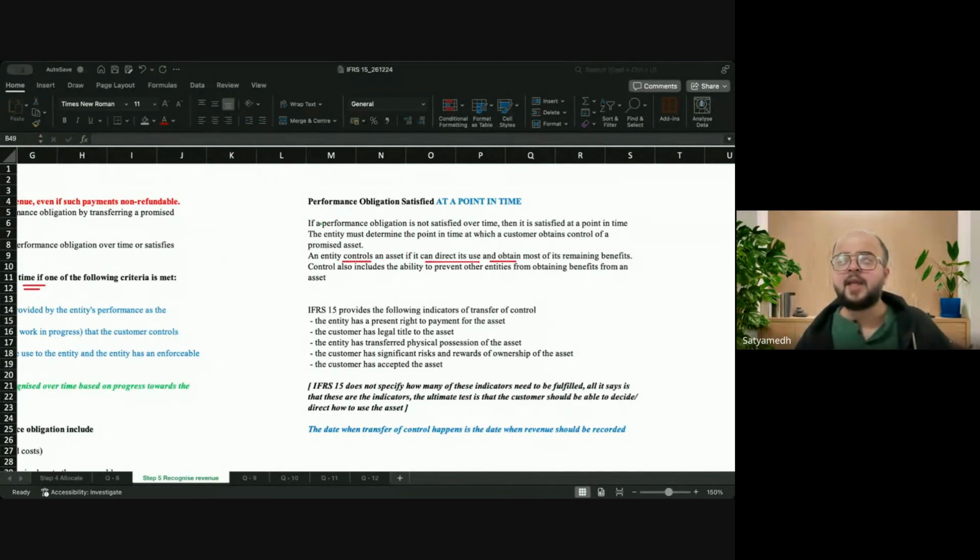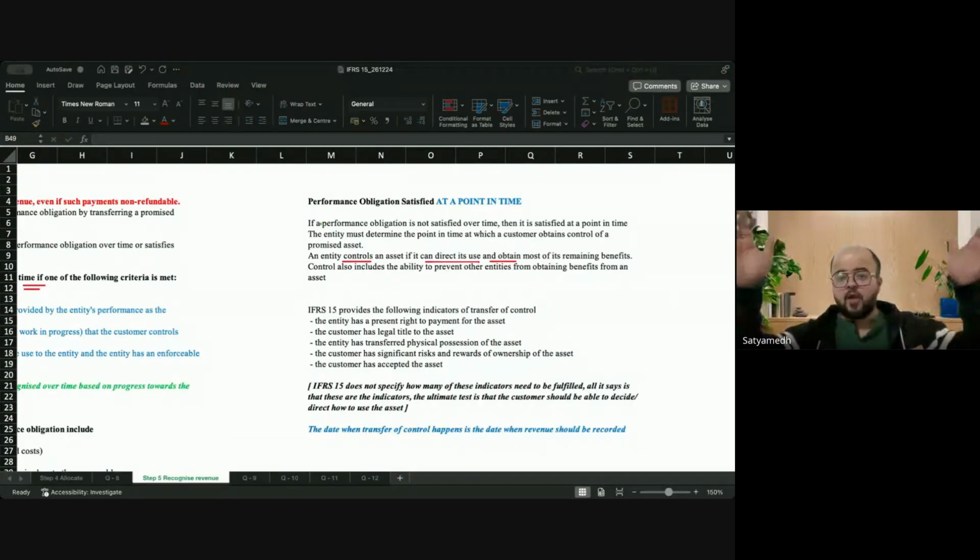Second defining criteria is the risks and rewards of ownership. What do I mean by risk and reward of ownership? Say, for example, we are talking about goods which I have ordered from some other location. There are different incoterms. Incoterms means shipping terms are different. Sometimes the shipping terms are free on board. Sometimes the shipping terms are CIF. Different shipping terms are there.